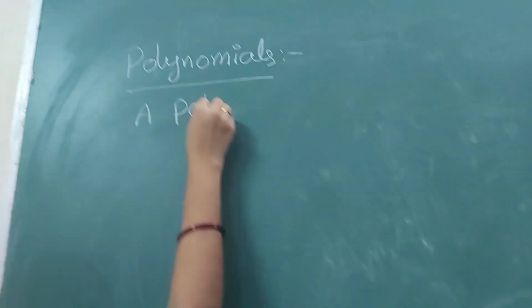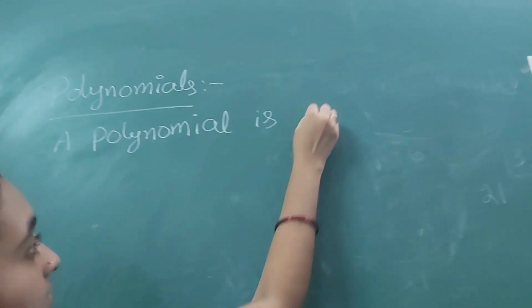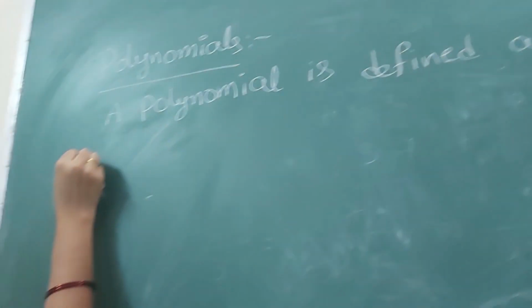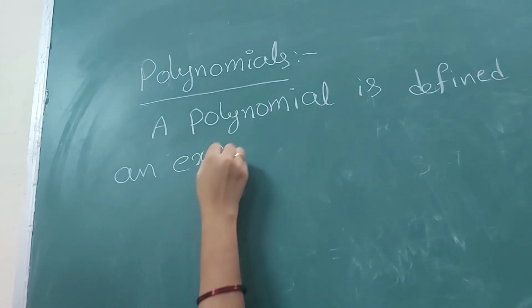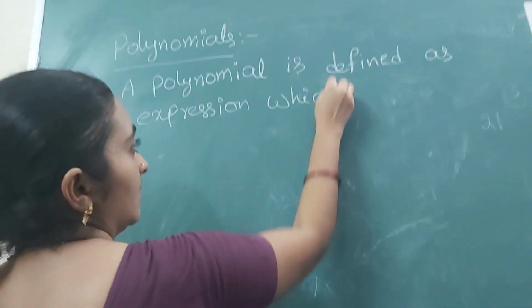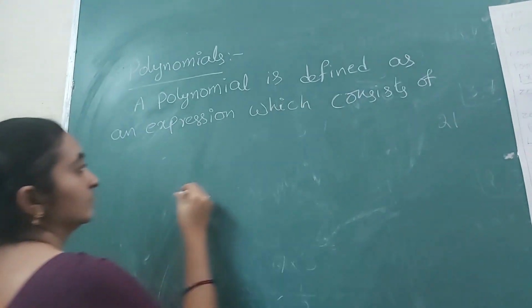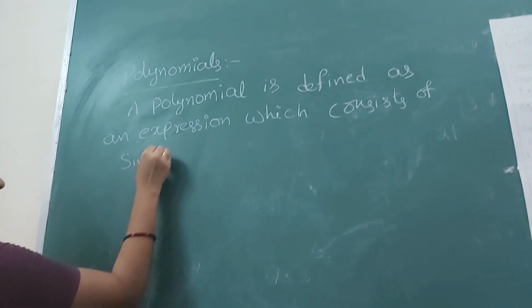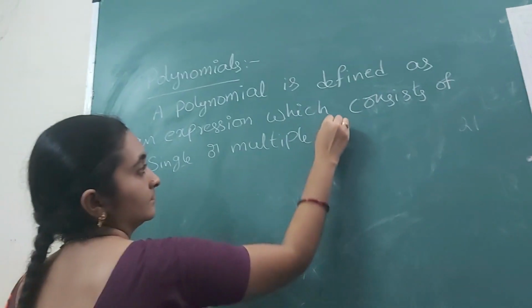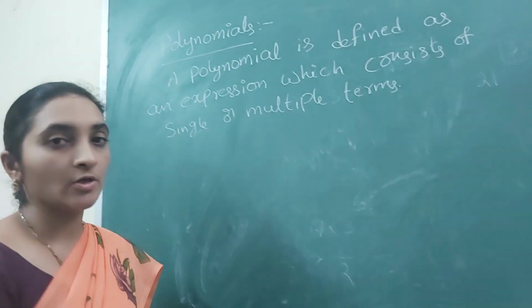A polynomial is defined as an expression which consists of single or multiple terms.